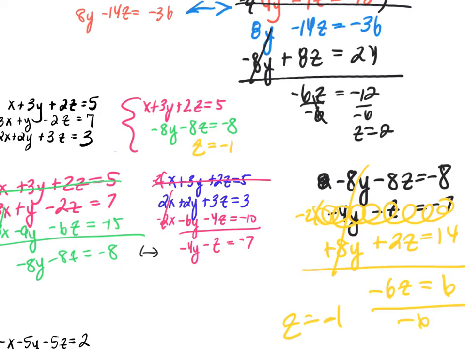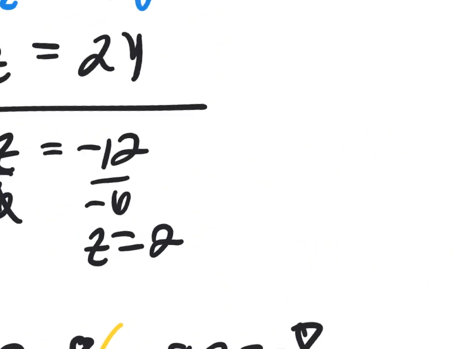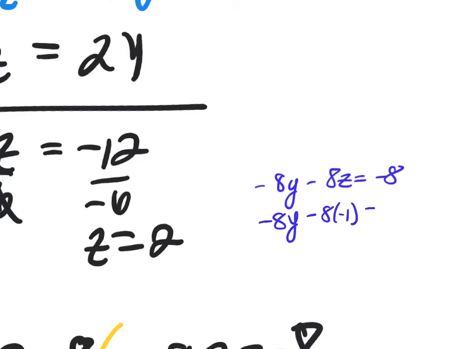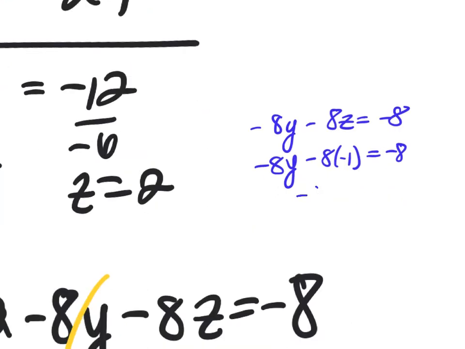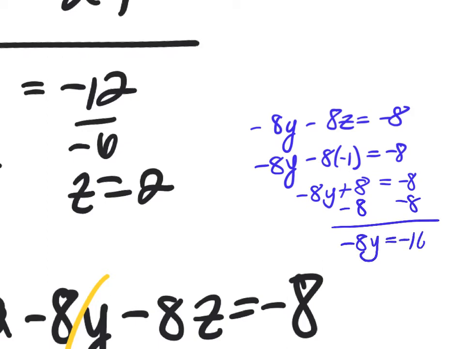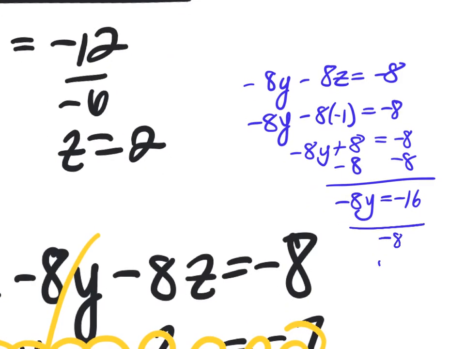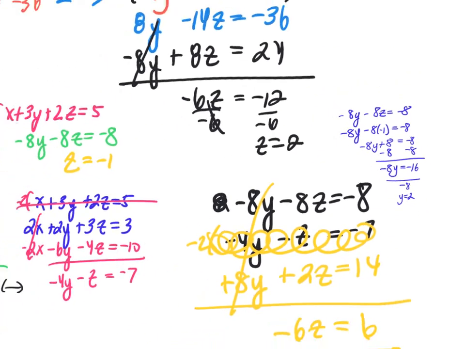So how do I figure out what all my letters are? You just plug it in. So I have negative 8y minus 8z equals negative 8, yes? Well, what did we say z was? Negative 1. So negative 8y minus 8 times negative 1 equals negative 8. Negative 8y plus 8 equals negative 8, right? Guys, watch this. Negative 8, negative 8. Negative 8y is negative 16. Divide by negative 8, y equals 2. There you go, Mia.